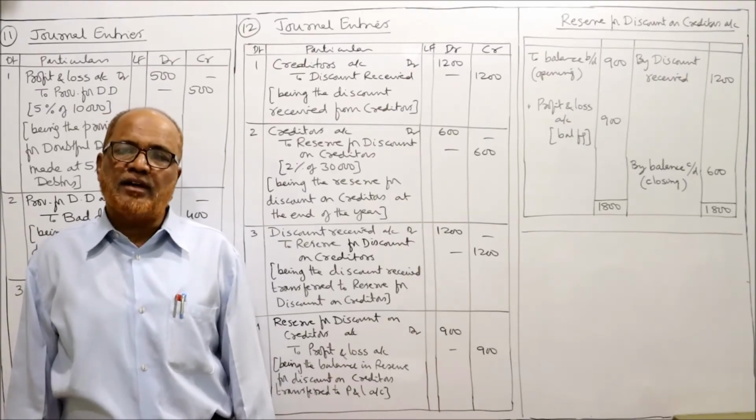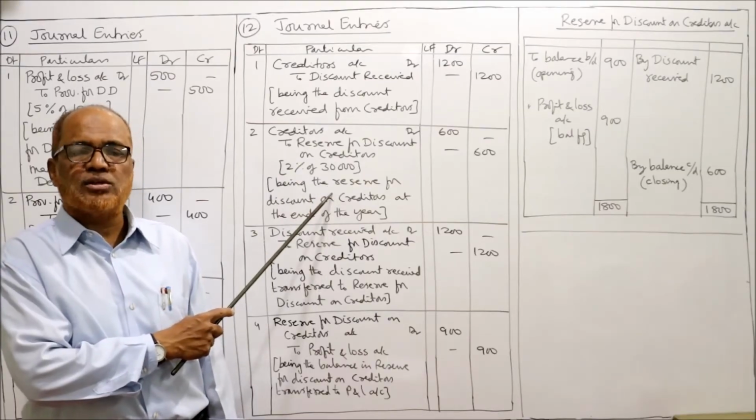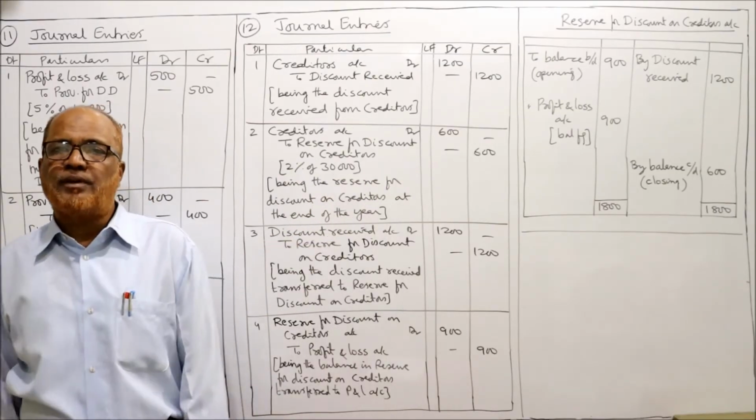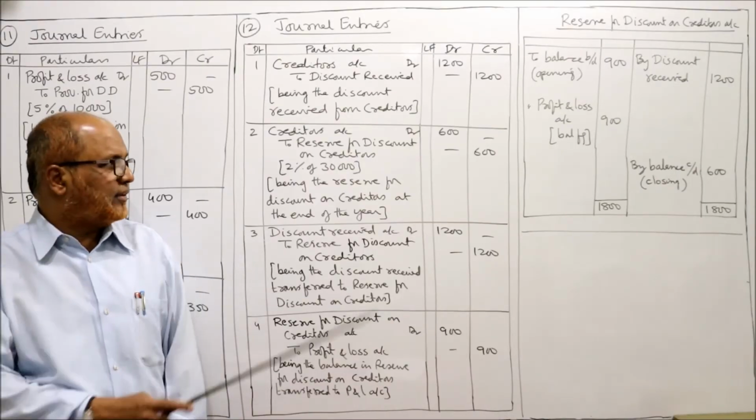At the end of the year, it is given in the problem 2% on creditors. Creditors are 30,000. So 2% of 30,000 is 600 rupees. 600 rupees is the reserve for creditors at the end of the year.